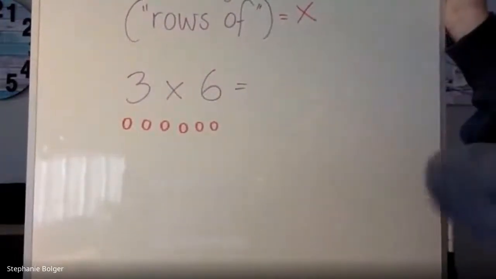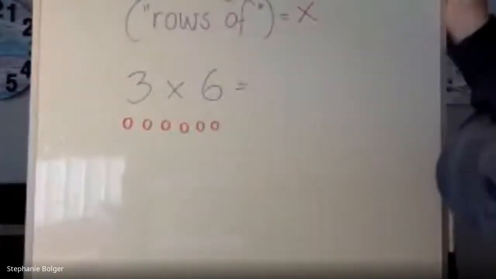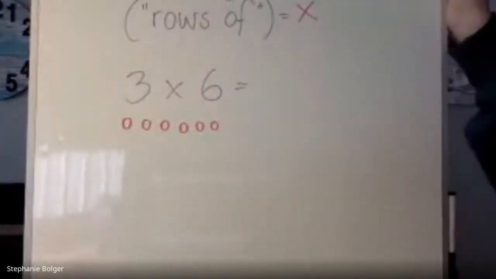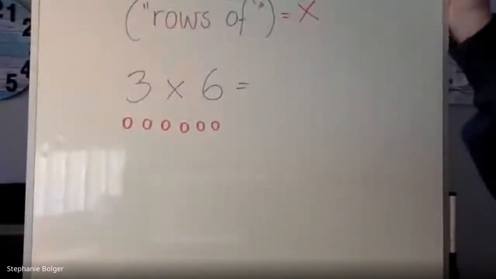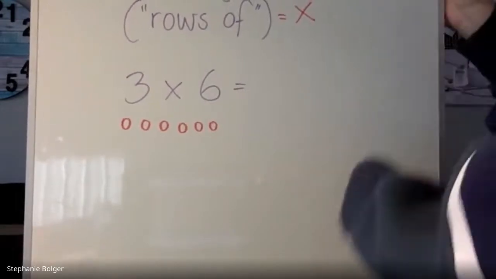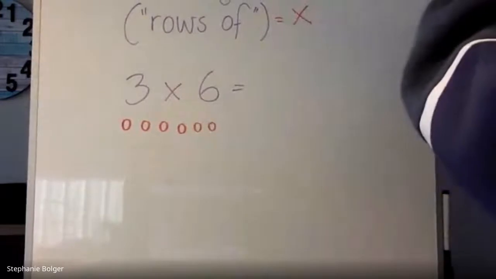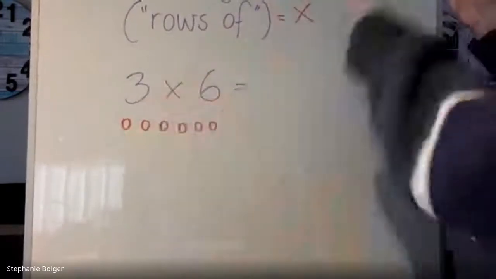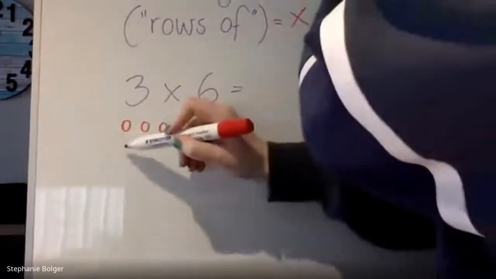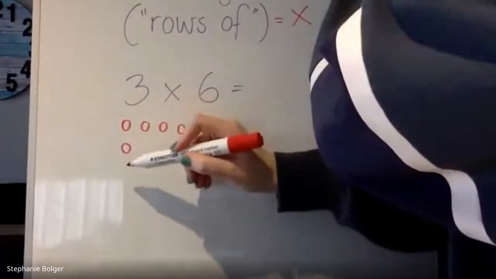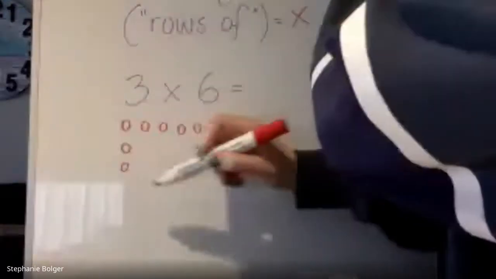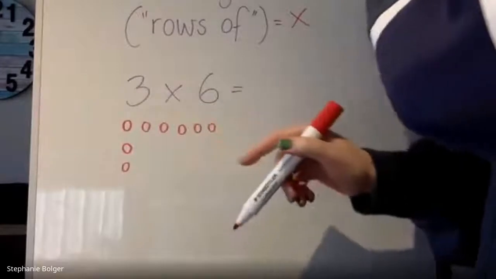Now, important thing when we are doing arrays is that it's very neat because the point of it is so that we can count a lot quicker and easier. But if it's messy and the lines aren't straight, it's going to be really difficult to count. So I'm going to go ahead and start my next 2 rows. I need 3 rows. I've already done one, so I'm going to need another one. And then another one. 1, 2, 3.